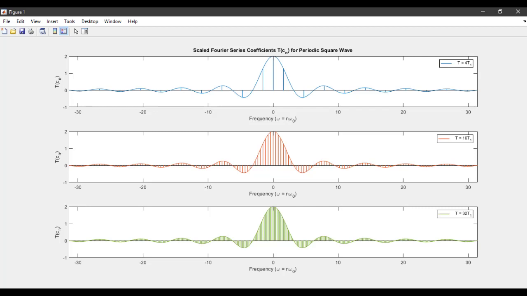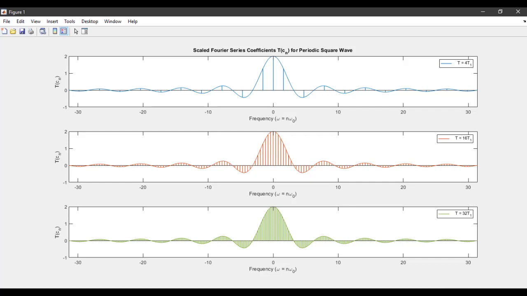Let's look at another plot of the Fourier series coefficients for the periodic square wave, but this time as samples of the envelope T times Cn. As you can see from these plots, as T increases, or as the angular frequency omega naught equals 2 pi over T decreases, the envelope, which is the same envelope in all three cases, is sampled with closer and closer spacing. And as T goes to infinity, the Fourier series coefficients approach the envelope function itself.